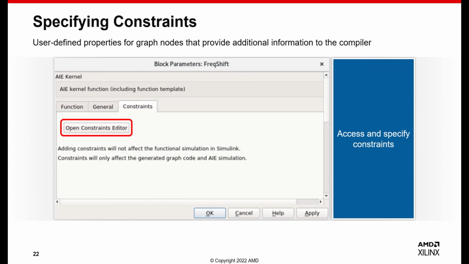Constraints are user-defined properties for graph nodes that provide additional information to the compiler. Vitis Model Composer provides a mechanism to specify these constraints from within the kernel import or graph import blocks in the AI engine library. During graph code generation, all constraints automatically appear inside the graph code. You can access and specify constraints from the Constraints tab of an AI engine kernel block by using the Open Constraints Editor button. This opens the Vitis Model Composer Constraints dialog box.